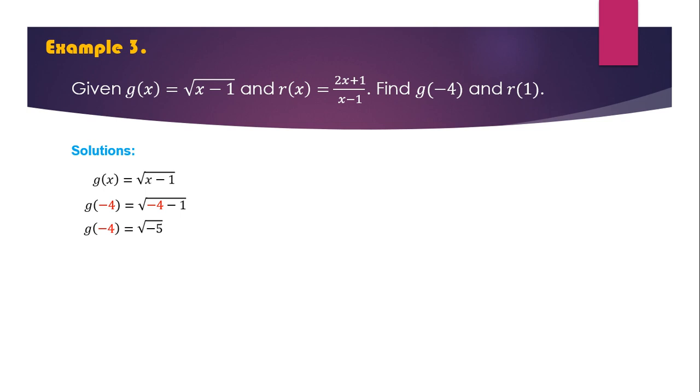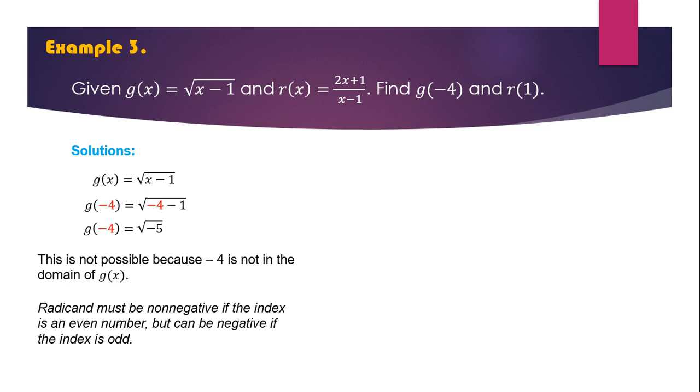So here, we had a negative radicand. So it is not possible because negative 4 is not in the domain of g of x, since the radicand must be non-negative, if the index is an even number, but it can be negative if the index is an odd number.